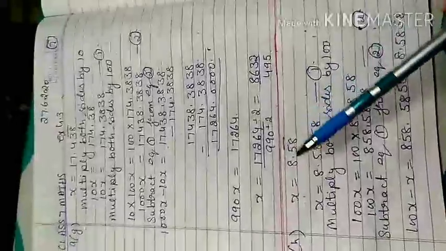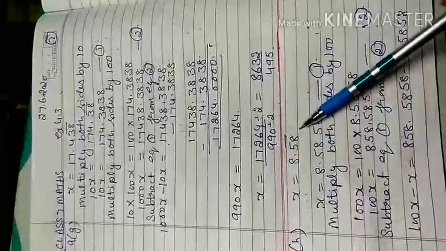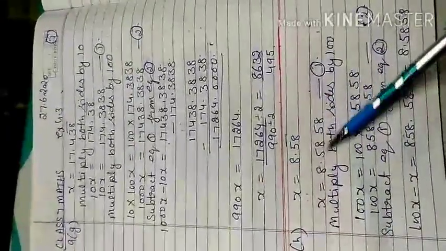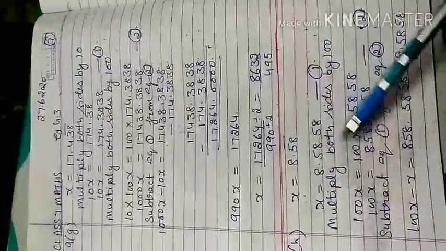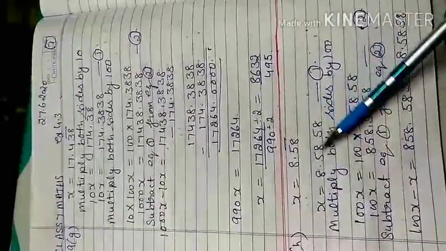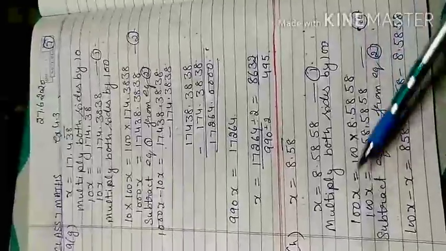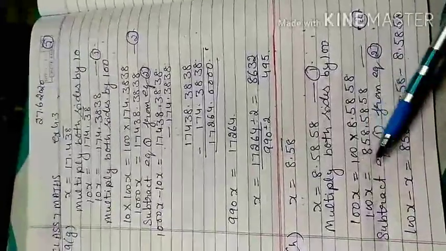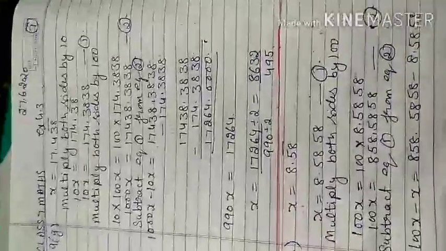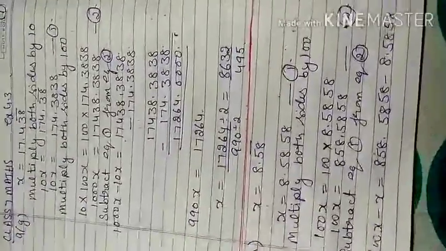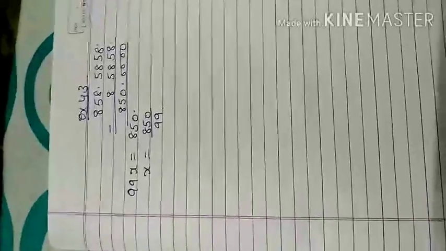Similarly, your last question, 8.58, 58 is the repeated number, so you make the first equation by opening the repeated number. Now here multiply by 100 because there are two repeated digits, so multiply by 100, giving me 100x and 858.5858. After subtraction, that is 100 minus 1, gives me 99x and 850, and my required number is 850 by 99.